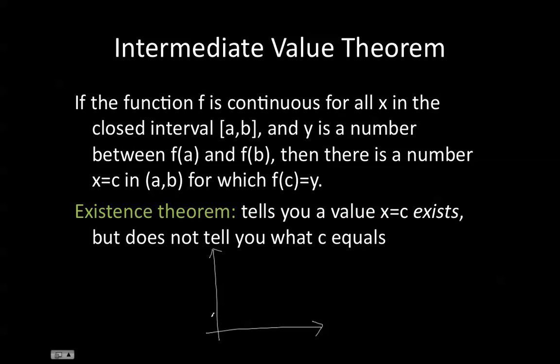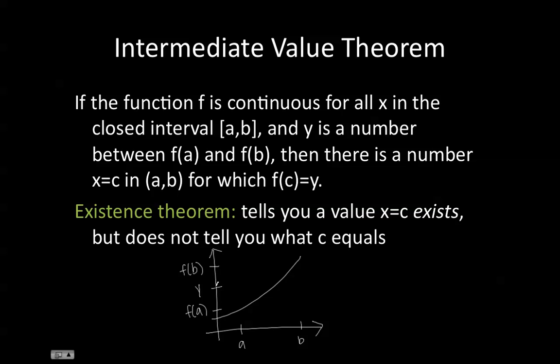So let's say we have a function f that looks like this, and a, b are 2 points here. F of a is about right here, and f of b is about right here. So let's say y is a number between f of a and f of b. So y is over here. Then there's a number x equals c in [a, b] for which f of c equals y. Notice how function f is continuous, by the way.